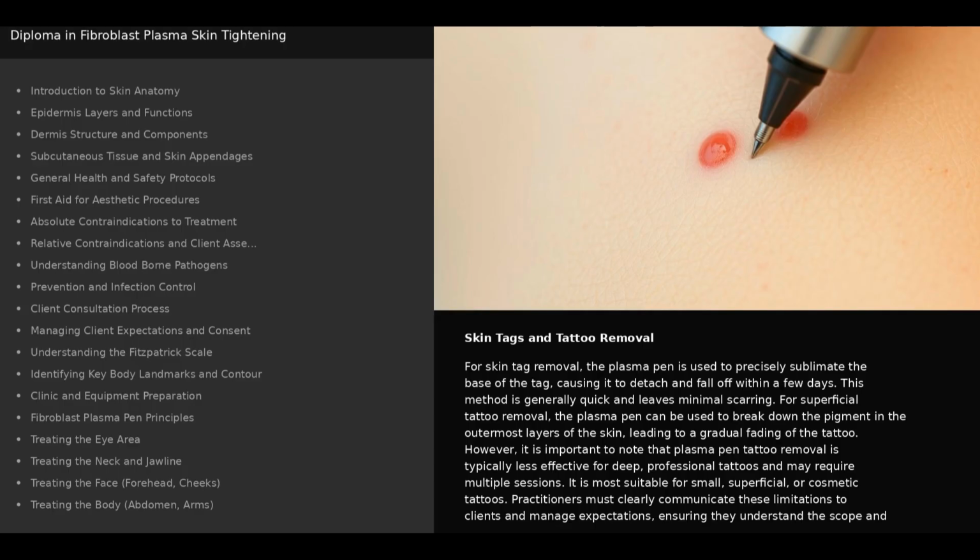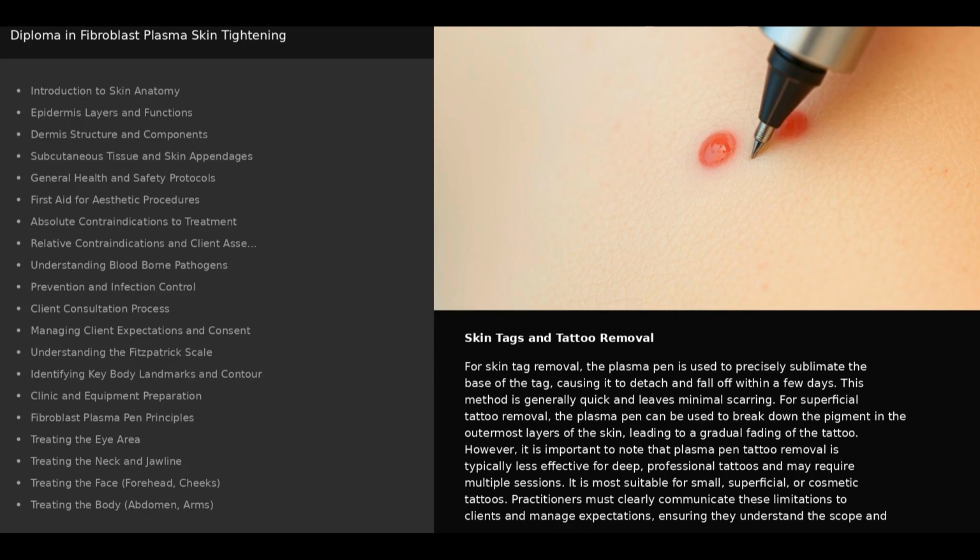For superficial tattoo removal, the plasma pen can be used to break down the pigment in the outermost layers of the skin, leading to a gradual fading of the tattoo. However, it is important to note that plasma pen tattoo removal is typically less effective for deep, professional tattoos and may require multiple sessions. It is most suitable for small, superficial, or cosmetic tattoos.